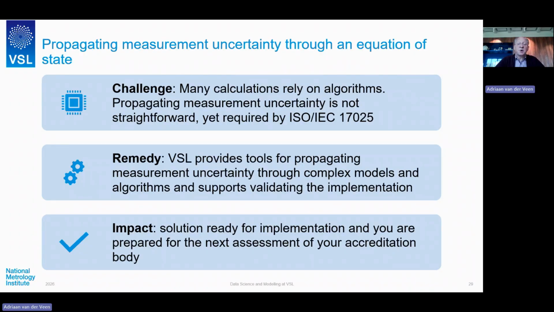Many of you need to propagate measurement uncertainty, and sometimes you do that through a fairly simple equation, and then there's not too much effort needed. We can also do that on complete algorithms with the well-known law of propagation of uncertainty. By doing so, we can provide a solution that is fit for purpose and will also be accepted by your accreditation body during a next assessment of your quality system.